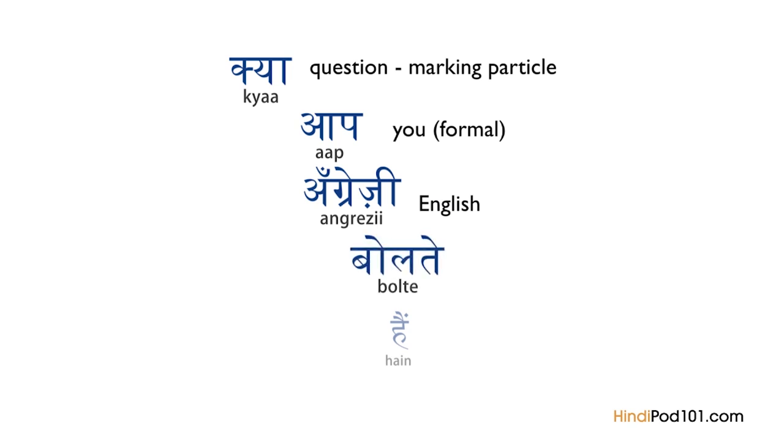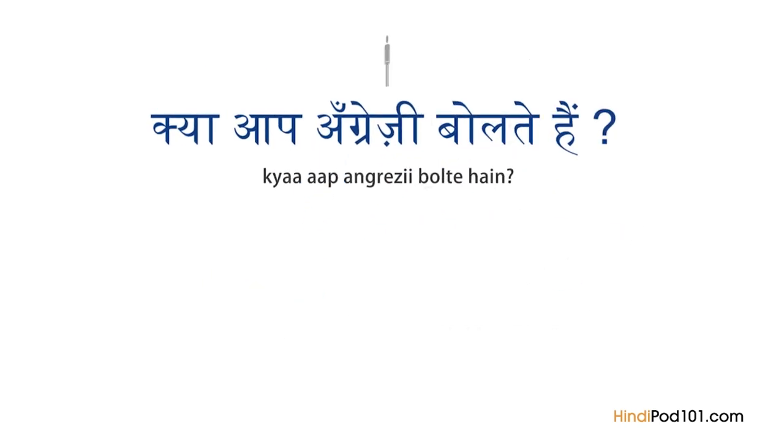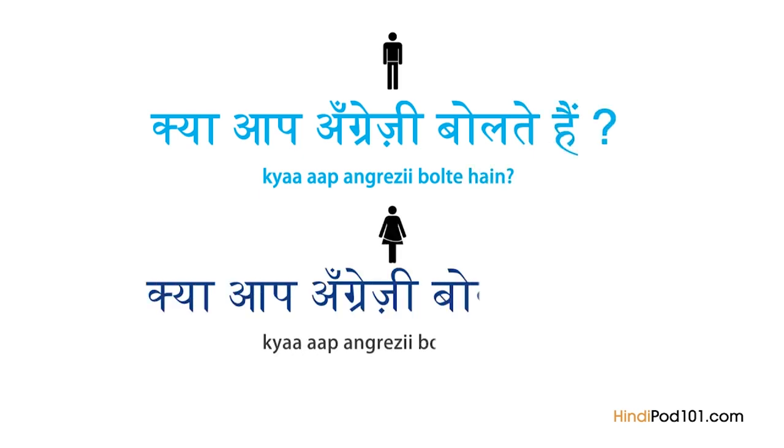Next is Bolte. Bolte means to speak. It is used when the subject is masculine. We use Bolti when the subject is feminine. And finally, Hain. Hain is a sentence ending particle used with a formal you. Once more, for a man, it's Kya aap Angrezi bolte hain? And for women, Kya aap Angrezi bolti hain?